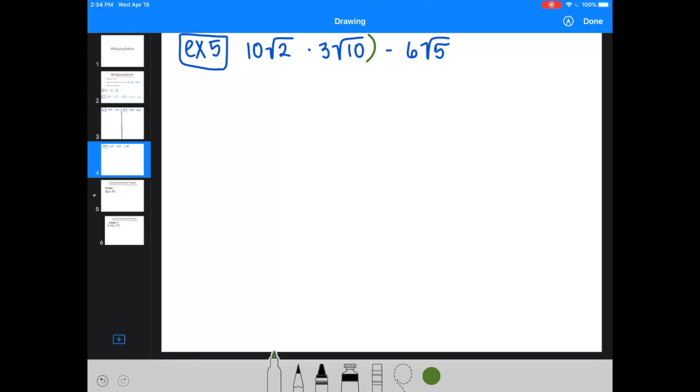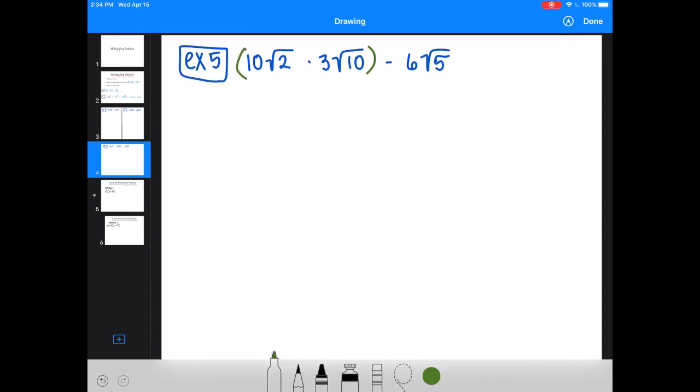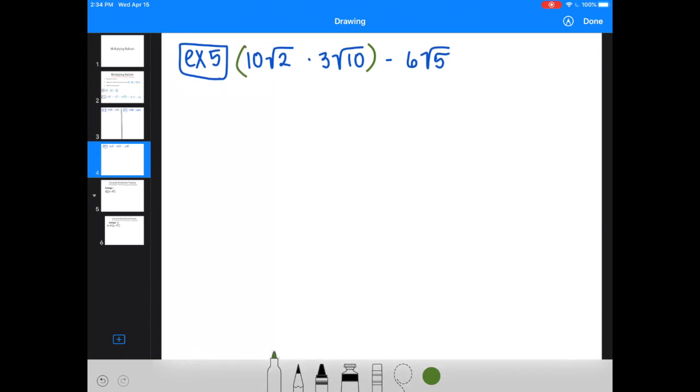My first job is going to be to combine these in order to subtract. All right, coefficients first. 10 times 3 gives me 30. Square root 2 times square root 10 gives me the square root of 20. Oh my goodness, minus 6 square root 5. Can I subtract that right there, right now?